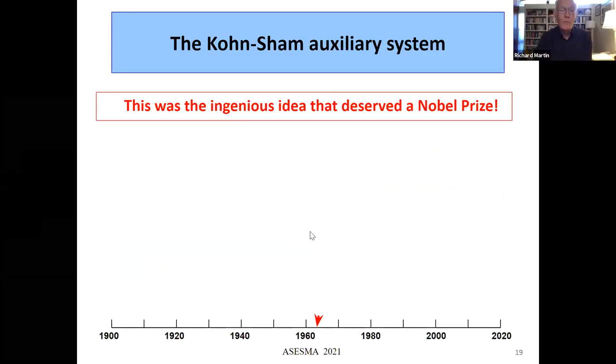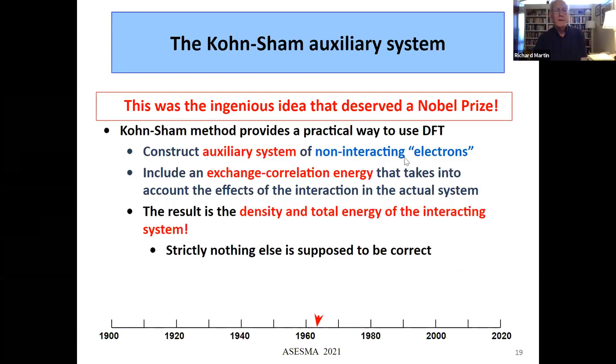The thing that got a Nobel Prize was realizing what to do with that information, what to do with that construction of density functional. And that was the Kohn-Sham auxiliary system. This was the ingenious idea that really deserved the Nobel Prize. The idea was to invent a new system, an auxiliary system of things that you might call electrons.